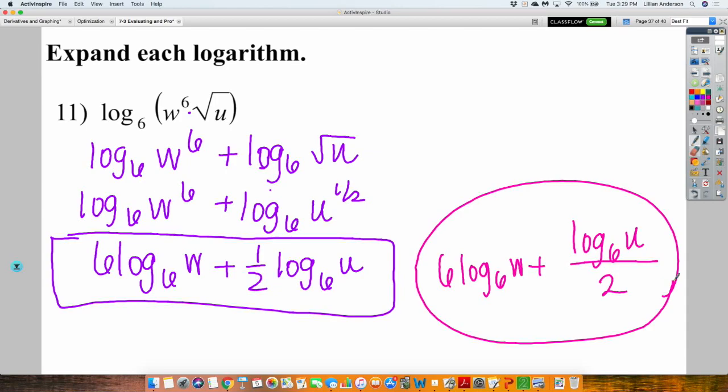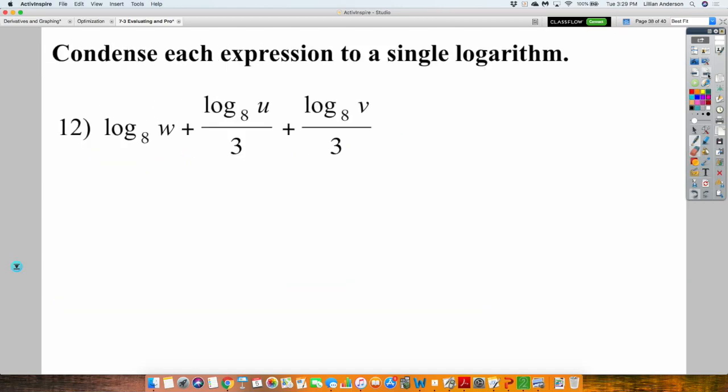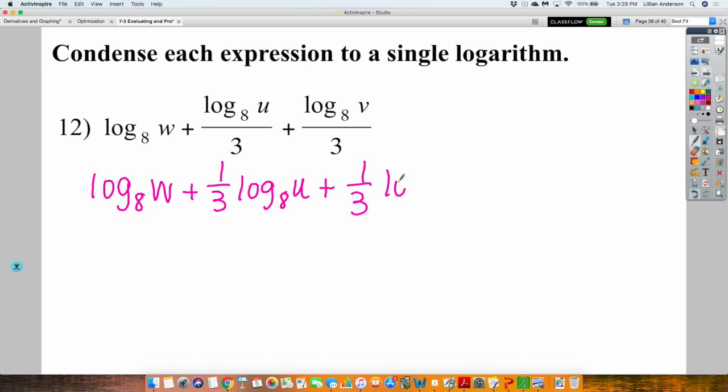is that 1/2 log base 6 of u could be written as log base 6 of u divided by 2. This and this are the exact same thing, just written in different ways. And the reason why I wanted to point that out is for this type of problem, okay? I want to condense each expression to a single logarithm, okay? And the reason why I want to point that out is because when you see this log base 8 of w plus 1/3 log base 8 of u plus 1/3 log base 8 of v, okay? They're just the same thing, all right?